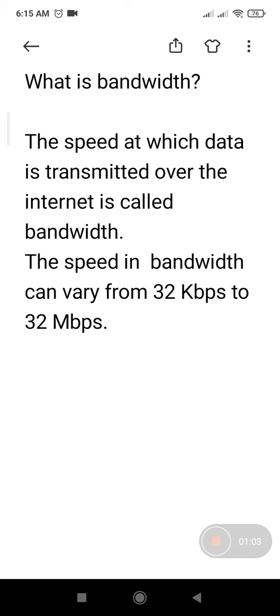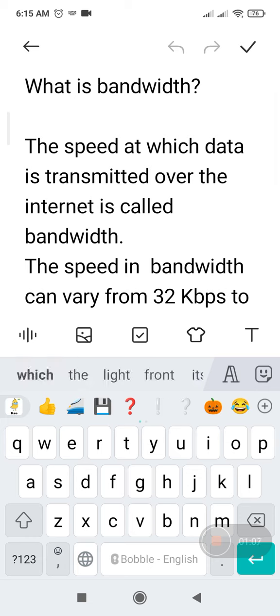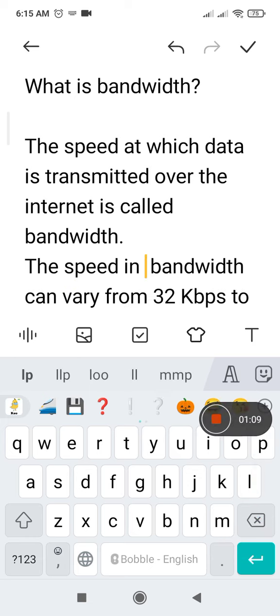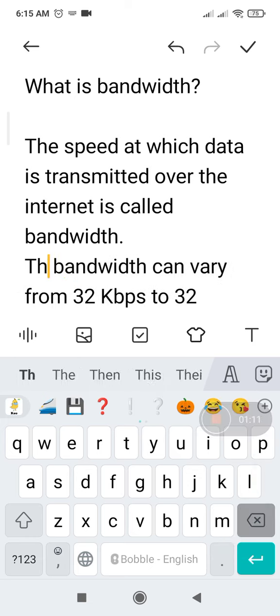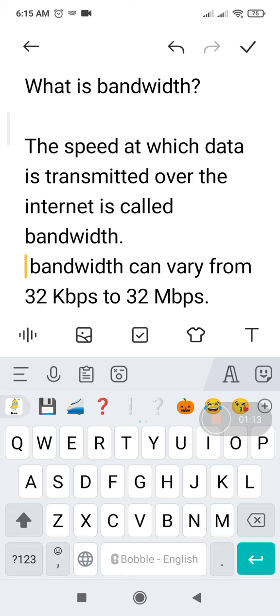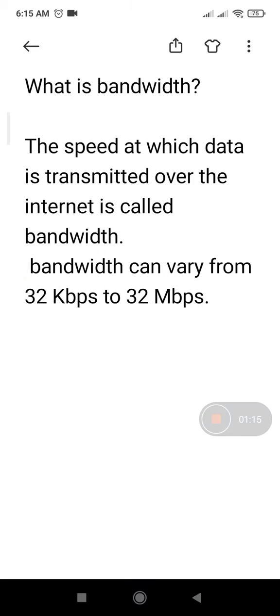Jis speed pe data transmit hoga, that is called bandwidth. And bandwidth can vary, because it's a term for speed, so we can write the bandwidth can vary from 32 kbps to 32 mbps. So this is what we mean by bandwidth.